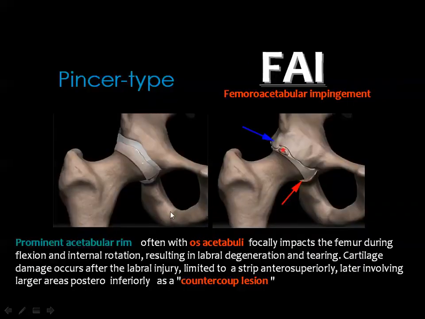The second type is the pincer type, where you get some bone related to the superior margin of the acetabulum, resulting in more acetabular covering of the femoral head, and this will interfere with the hip movement and result in early degeneration and tear of the superior acetabular labrum, and later on it will result in what's known as the countercoup lesion, where the inferior acetabular labrum, the anteroinferior acetabular labrum, may also be affected.